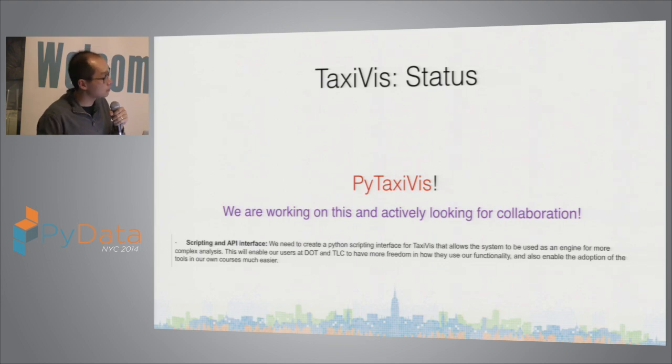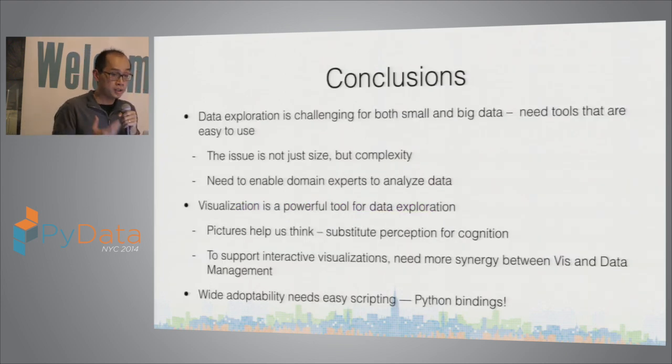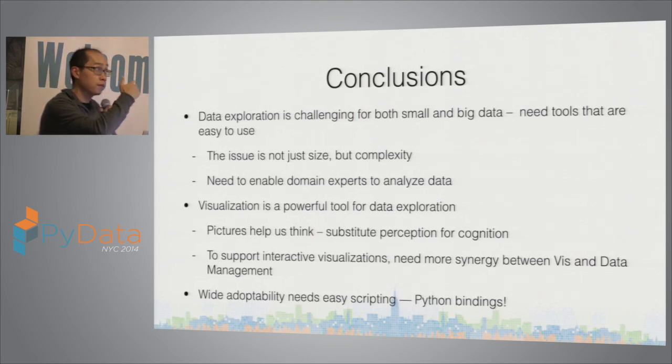So finally, to conclude, data exploration, especially in the urban environment, is challenging, whether small or large, because of data complexity. The key here is to build a tool that's really easy for domain experts to use, to really get them into the loop of the data processing. And visualization is a powerful tool, because if you look at all the plots for the macro and micro examples, if there were no maps or plots, it's really hard to see if there's an event missing on Sixth Avenue or not. So visualization really plays a key part here. Pictures help us think, I would say. And doing interactive visualization is also more challenging, because you need to work with the data management part. And finally, we want to adopt scripting with Python. I still love Python. So that will be all. If you have any questions, I'll take them.